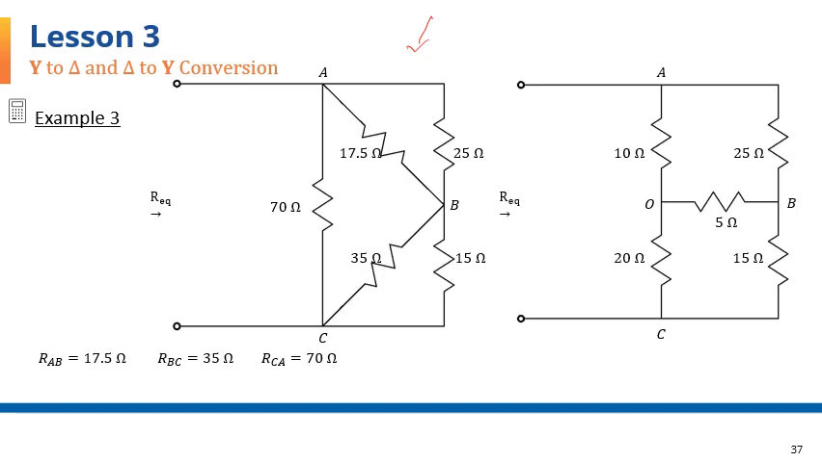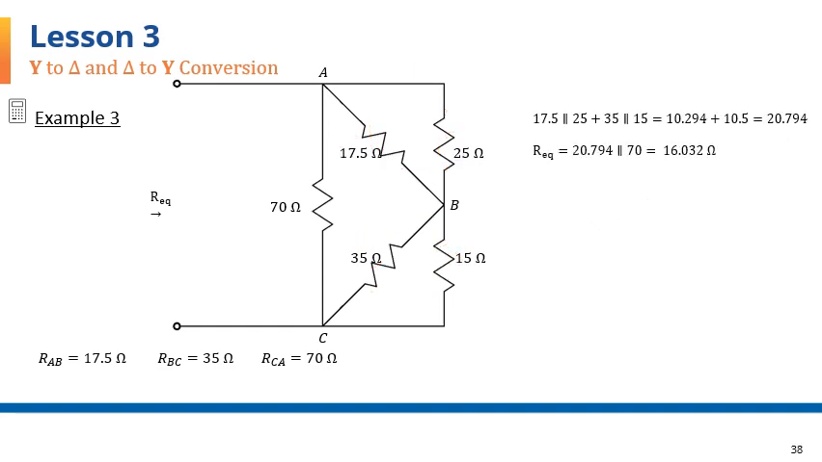So we have gone from this figure to its equivalent figure here, and you can see that in this way the 25 and the 17.5 are in parallel, and the 15 and 35 are in parallel. So we can find the equivalent of these two and the equivalent of these two, and then add them together because now they fall in series, and take the result and find the equivalent between that result and the 70 ohm to find our REQ. I'll show that on this page.